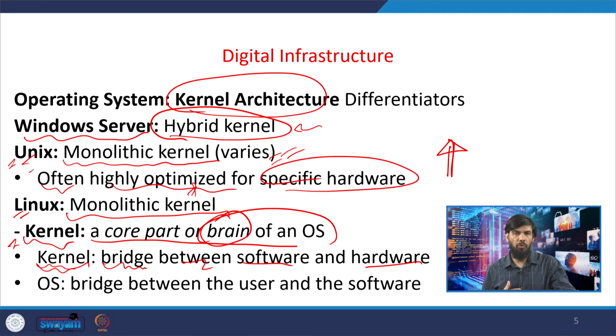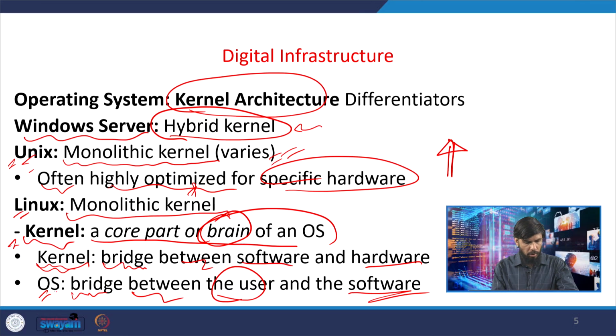Then what is the left over part for the OS, which also contains the kernel? The remaining part where the OS can focus is that it can act as a bridge between the user and the software, right. So the user gets an interface, uses the interface provided by the OS and interacts with applications and sometimes with the system software as well. So the OS kernel focuses on the interaction between the actual software, the actual application and the hardware, right.